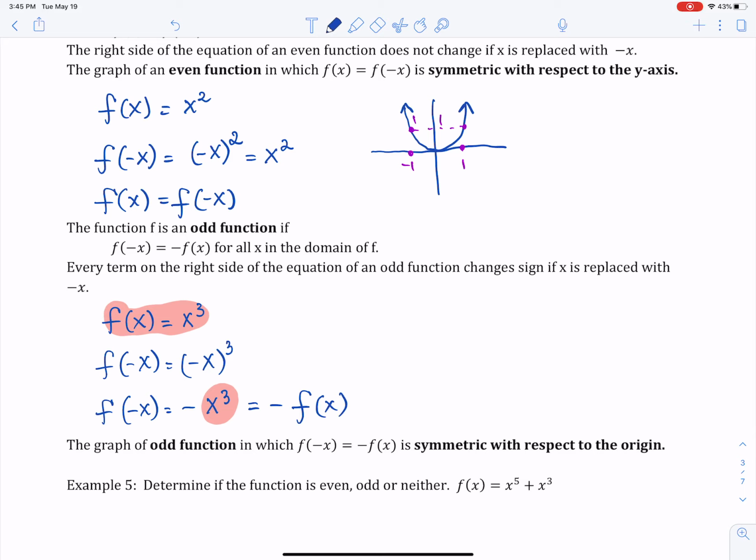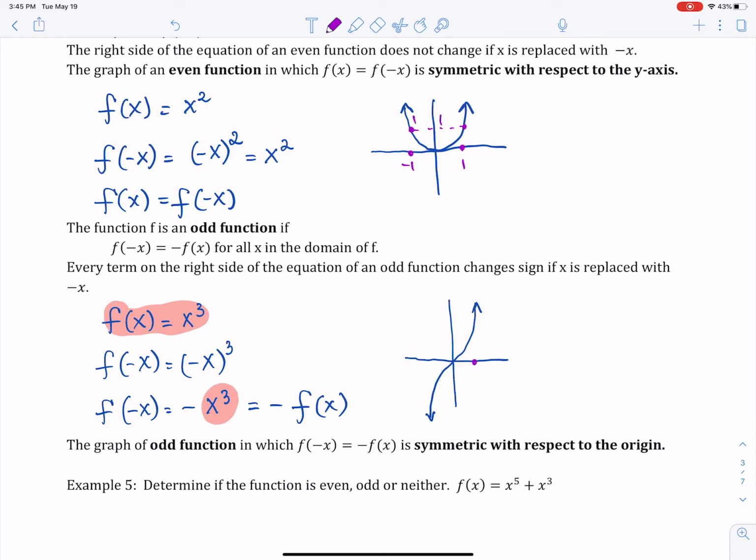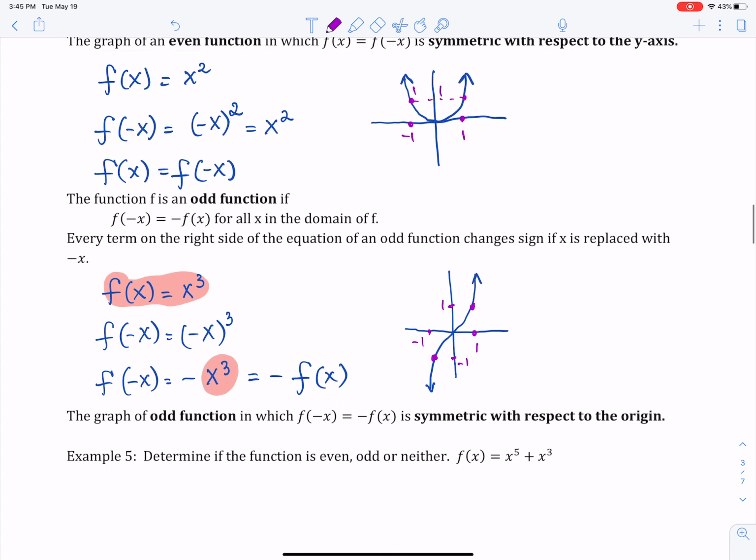If that happens, we say that's an odd function. And what happens with the odd function when we graph x cubed? There is a symmetry with respect to the origin. So it looks like this: at 1, x cubed is equal to 1. But if I calculate at negative 1, the result is going to be 1 with a minus in front, negative 1. So, symmetry with respect to the origin.